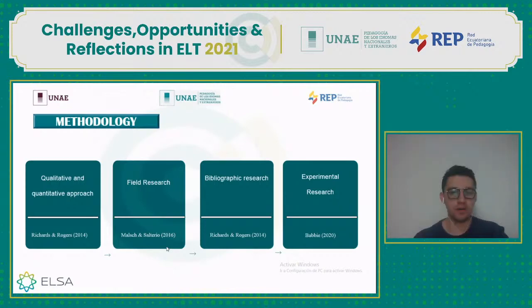First, the research makes use of both qualitative and quantitative approaches. Quantitative approach, since the data was collected, tabulated, and analyzed numerically. And qualitative, because the perceptions of the students were taken into account. This is also a field research because although the researcher didn't maintain direct contact with the study population because of the pandemic, the information was collected in real time in order to complete the objectives proposed at the beginning.